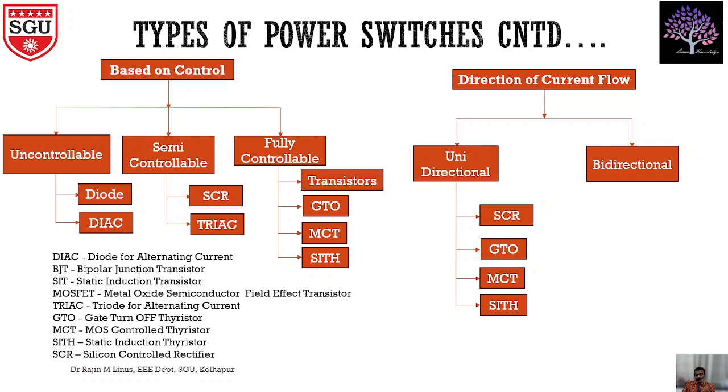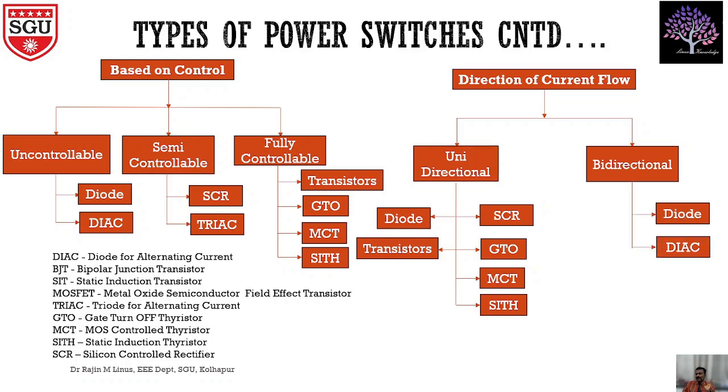The different things we will learn later separately, how the characteristics of each switch will be. First you should understand the direction of current flow. Just note down this: unidirectional, SCR, GTO, MCT, SITH and BJT, MOSFET, IGBT, all are unidirectional. All the transistor family will come under the unidirectional. Okay, so transistor family switches: diode, SCR, GTO, MCT, SITH.